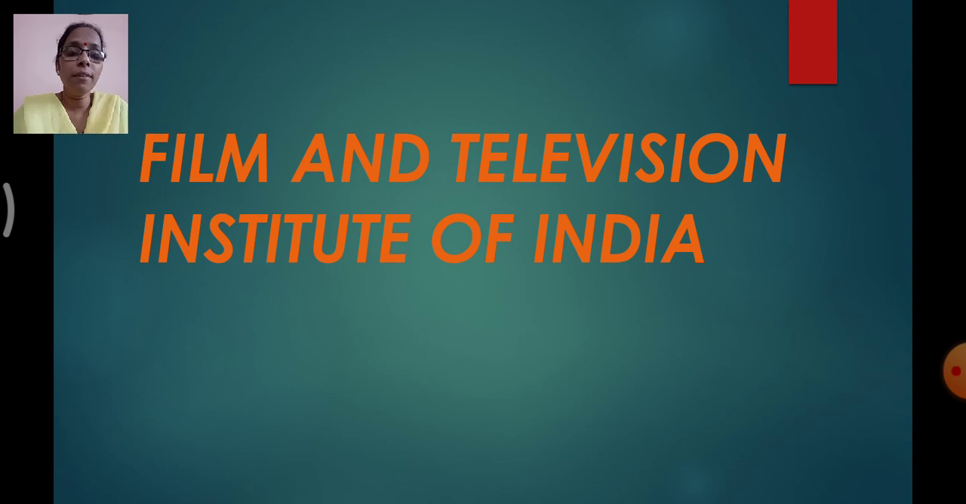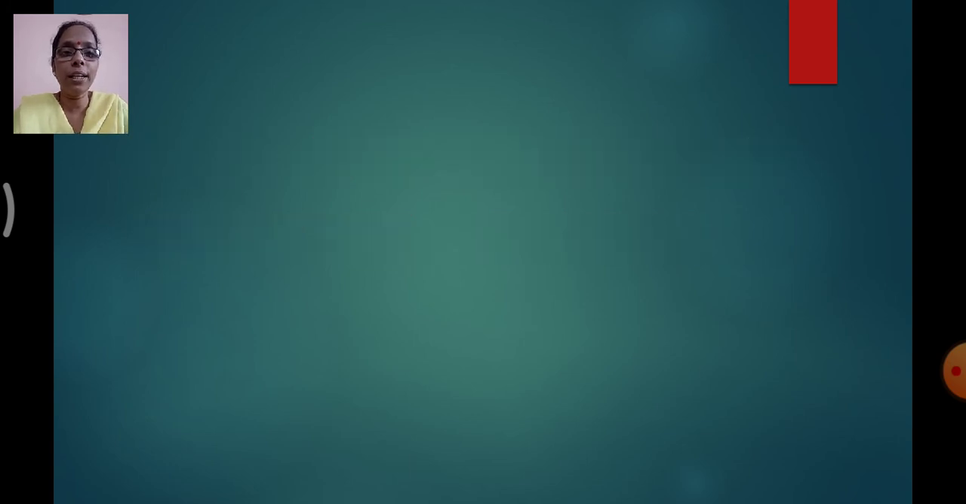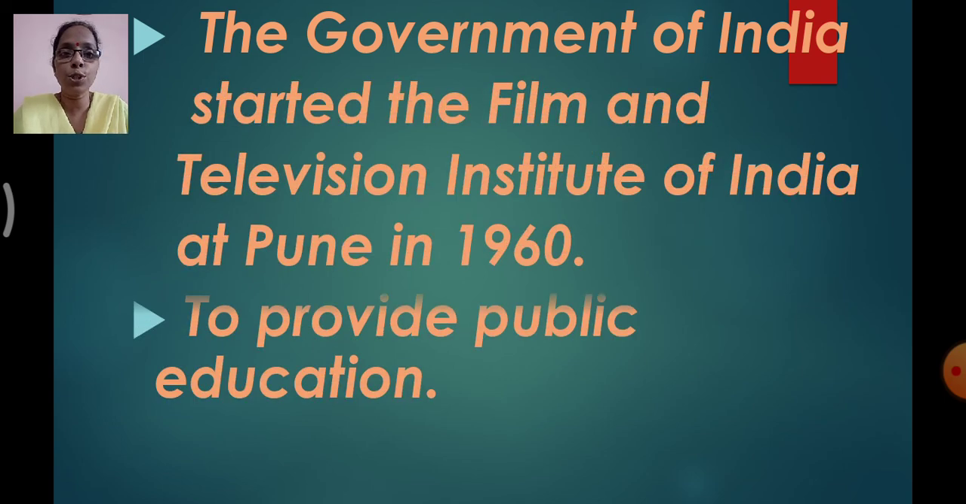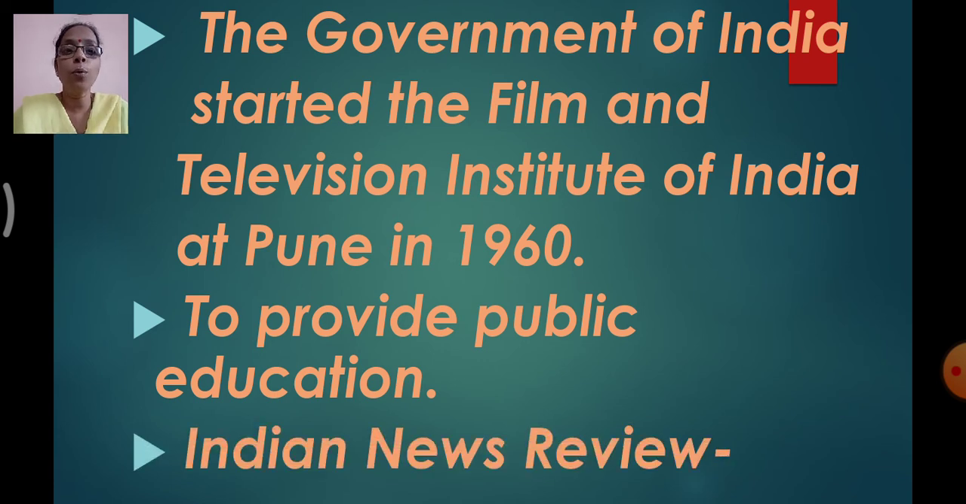Then we have the Film and Television Institute of India, that is the FTII. Now the Government of India started the Film and Television Institute of India in Pune in 1960. So when was it started? In the year 1960. And why? To provide public education. In order to provide public education, the Government of India started the Film and Television Institute of India in Pune in 1960. And Indian news reviews, you will find, have been depicted by means of this institute.